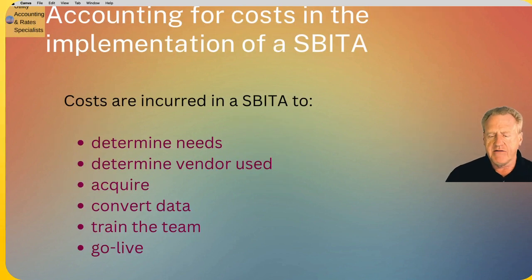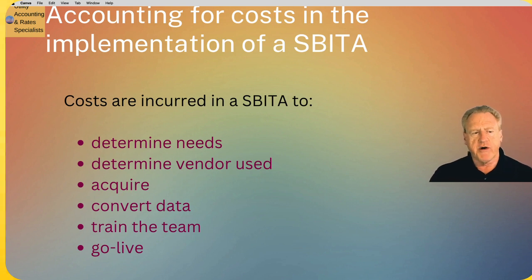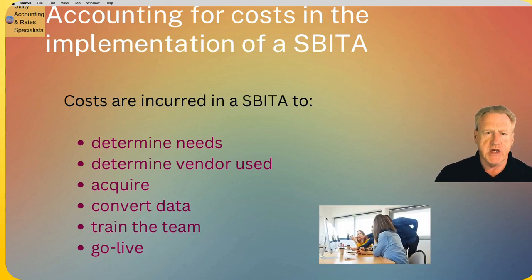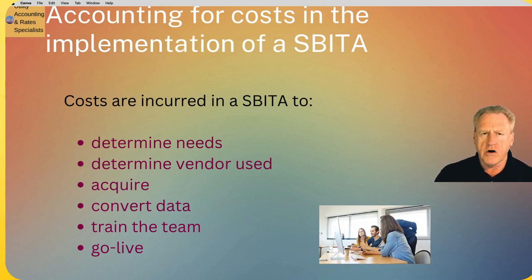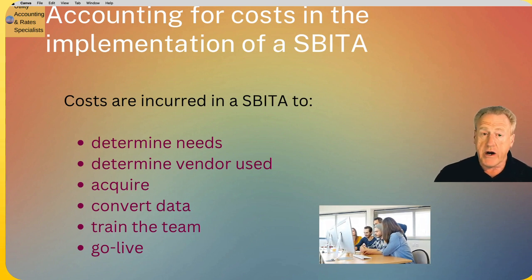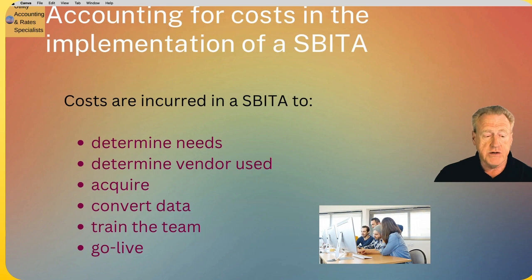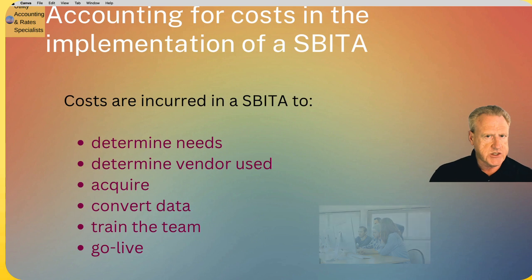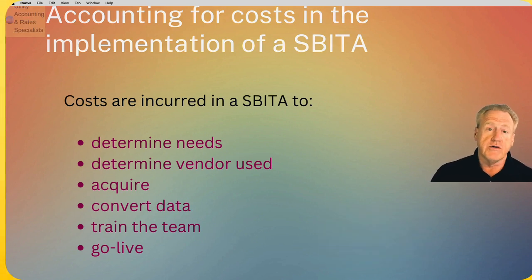So you'll have activities involved with this type of arrangement where you decide you need software, the idea phase, you study the needs of your organization, you put together a request for proposal, goes out to vendors, they do demos, you decide on somebody, all those costs get rolled in, so you're determining the needs, the vendor, you acquire the asset and the right to use the asset. Then you'll convert your data from your current system over to the new system, you'll train your team, and then you'll go live with the new software.